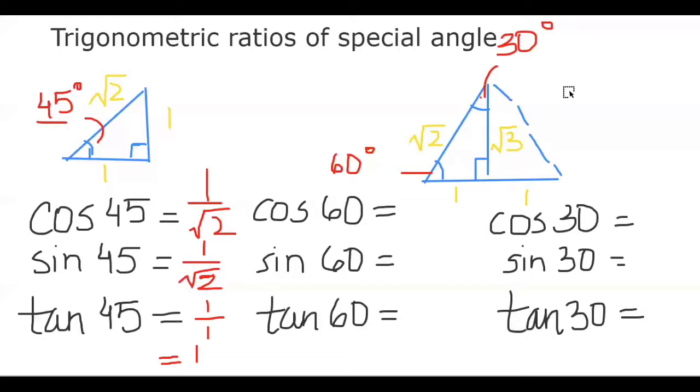Now let's move forward to the second triangle that we have, in which the top angle is 30 degrees and the second angle at the left corner is 60 degrees. Through Pythagoras theorem, we take out the three sides of the triangle. The hypotenuse is 2, the side opposite to 60 degrees is under root 3, and opposite to 30 degrees it is 1.